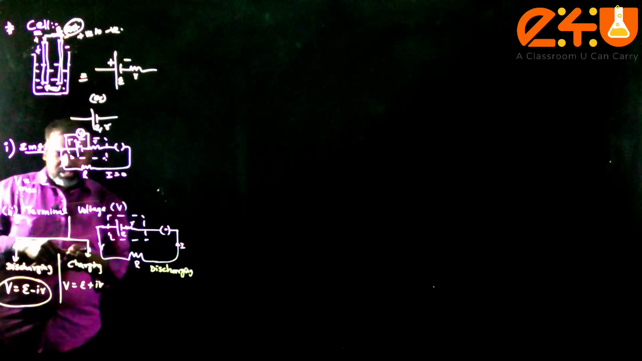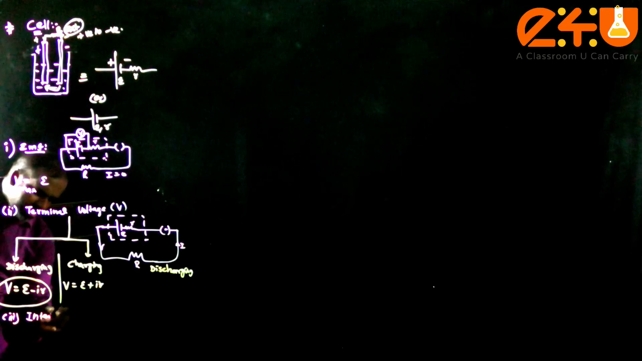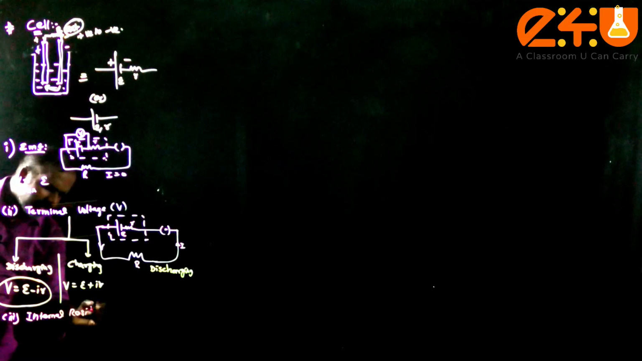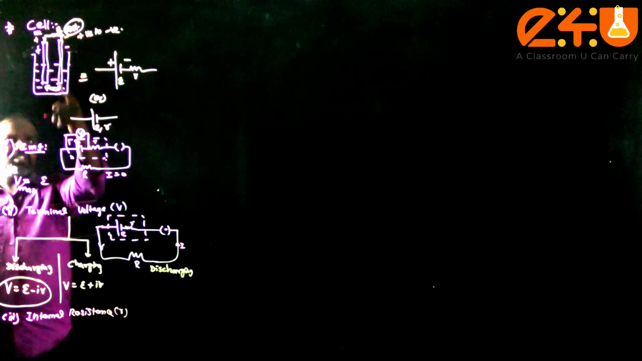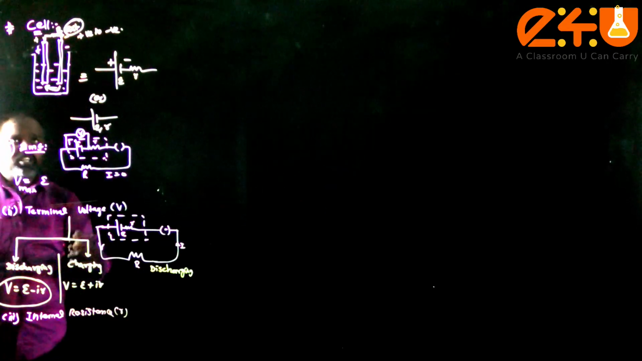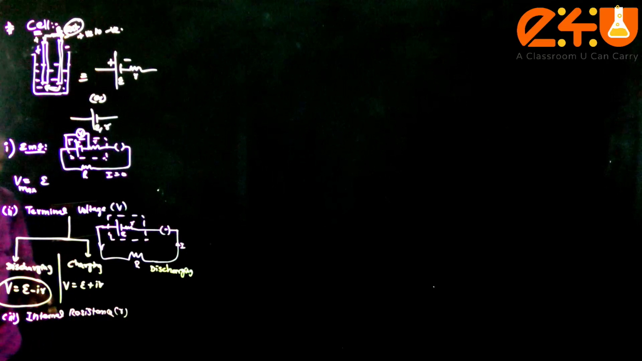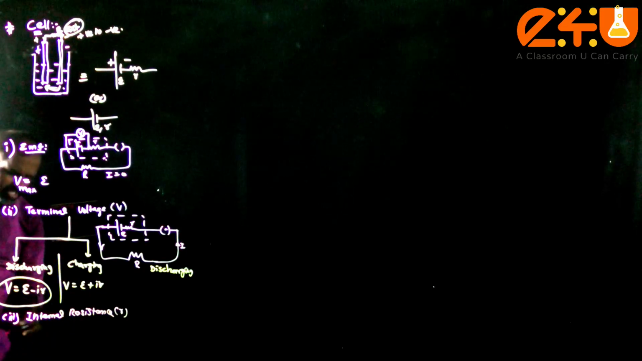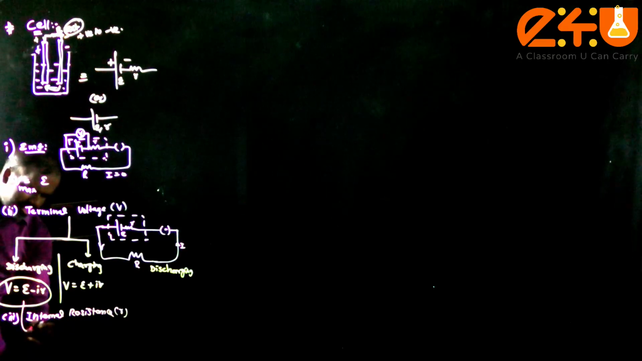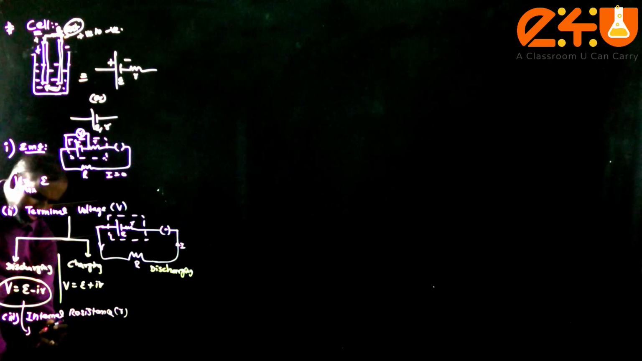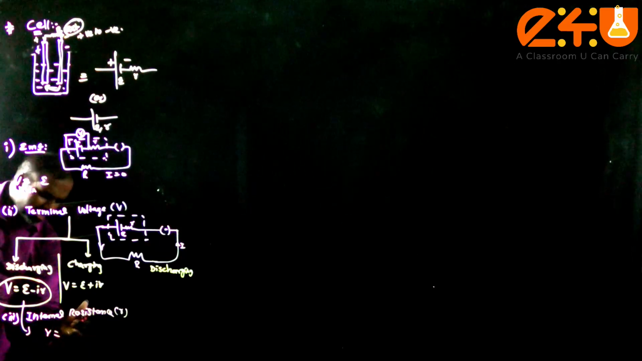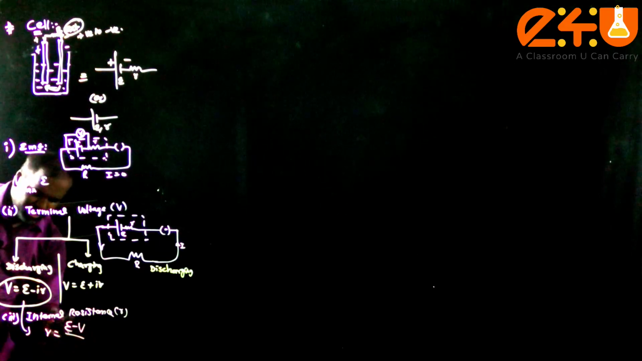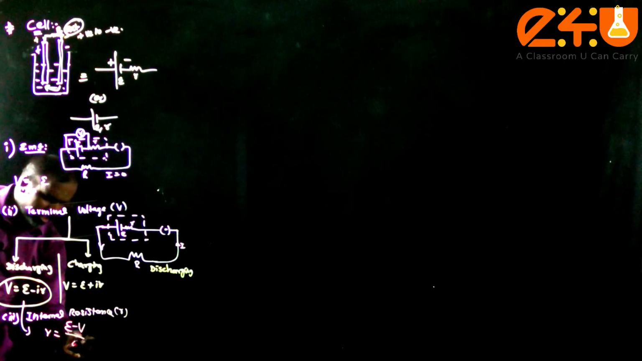Now the third parameter is called the internal resistance. The resistance offered by the electrolyte of the cell is generally called internal resistance. So from this equation I can write the expression for r is equal to E minus V divided by I.